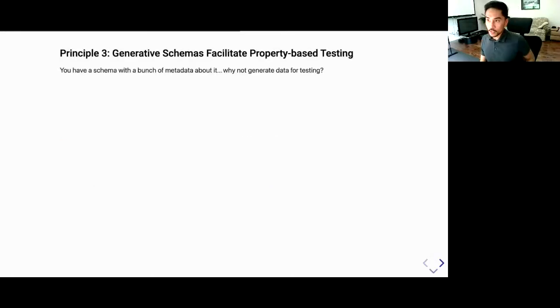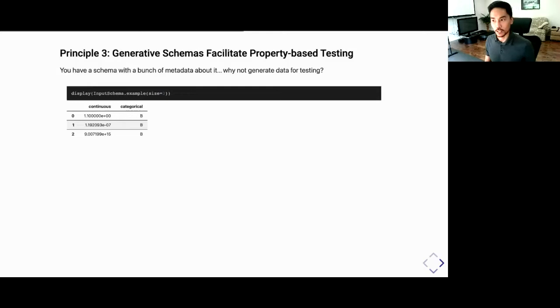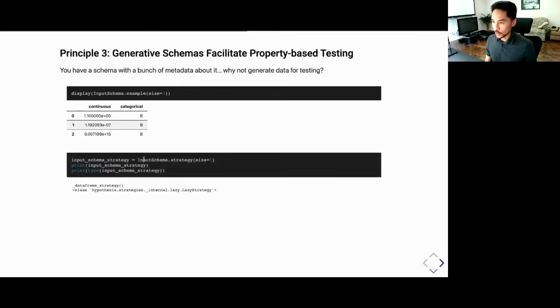The third principle is that generative schemas facilitate property-based testing. So if I have the schema, I've taken a lot of trouble to write out all the metadata associated with my data frame type. Why not generate data for testing, right? So I can generate examples whose size I can specify here with the size argument, and generate data in my PyTest suite. So under the hood, this input schema.strategy method will compile all the schema statistics into a hypothesis strategy.